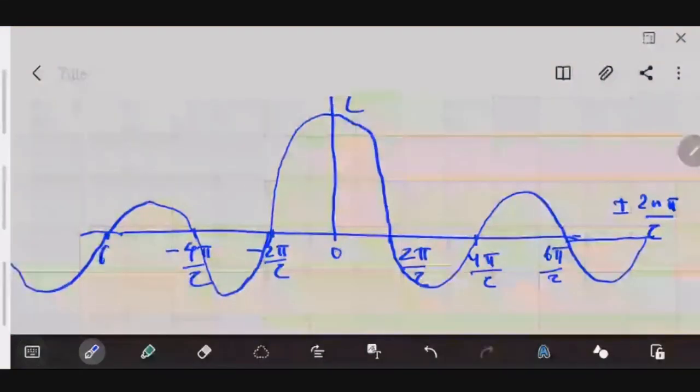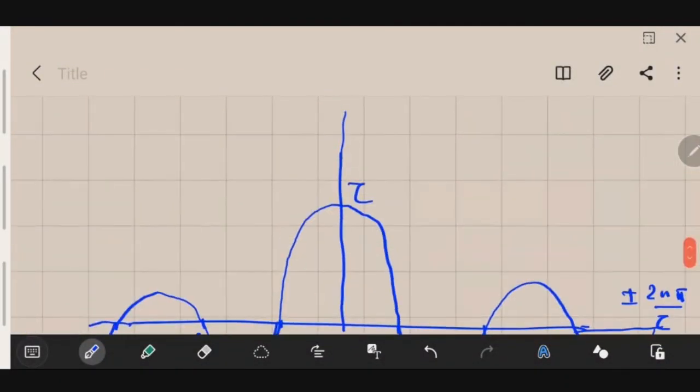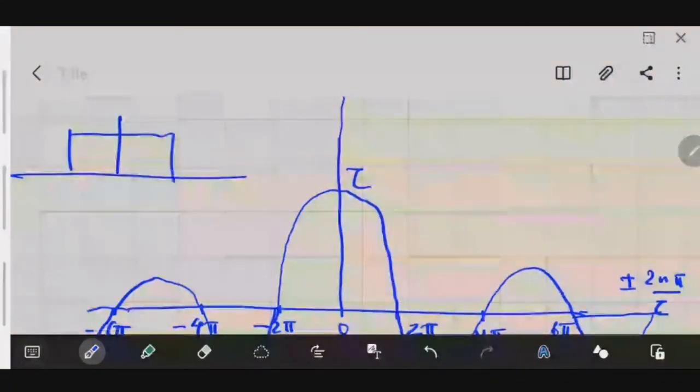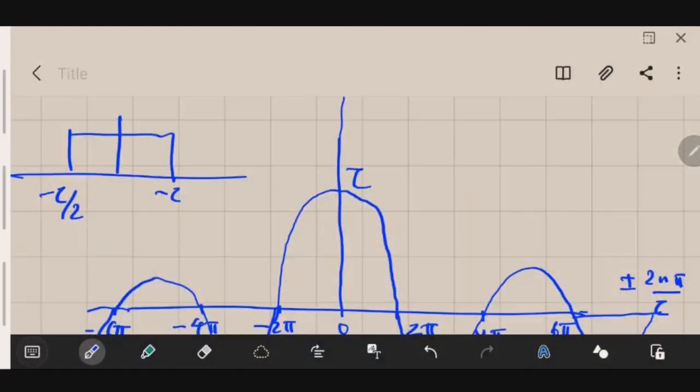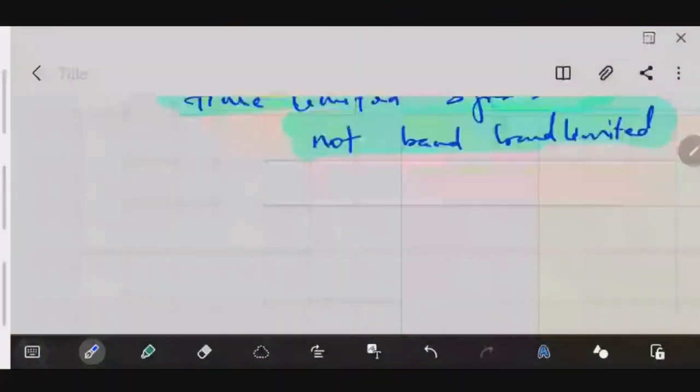So this is your minus 6 pi by tau. So what did you see here? We tried to find the Fourier transform of a gate function whose width was tau and whose height, or amplitude, was 1, and we got a sinc function like this. So you have seen the time convolution property, and you have also seen the duality or symmetry property.